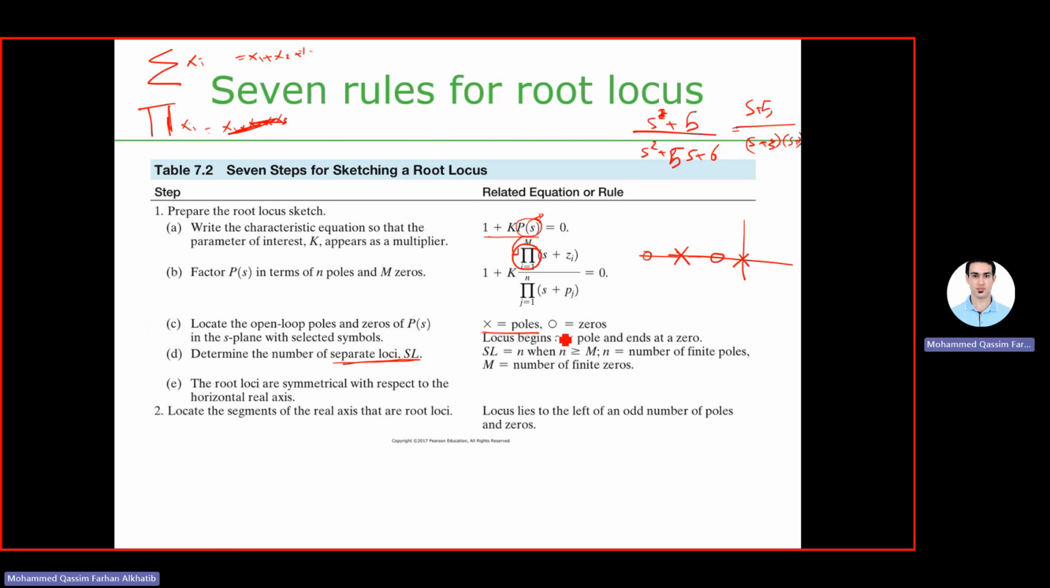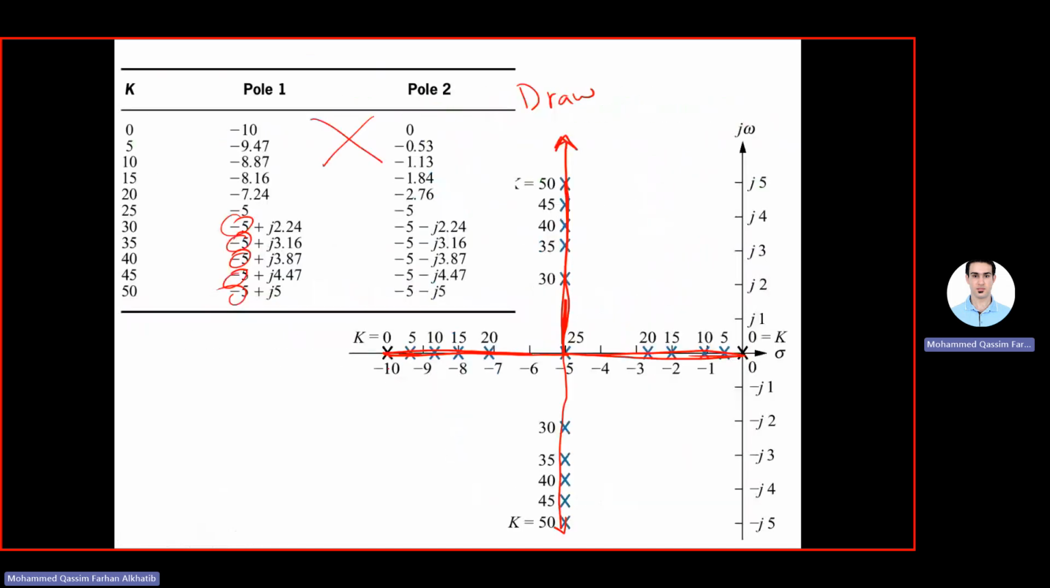So that's X for poles, O for zeros. So the locus begins at the pole and it's a zero. That's one rule. The locus means that's the line, like in the previous example. So one of the rules: the locus should start from a pole and should end at a zero.